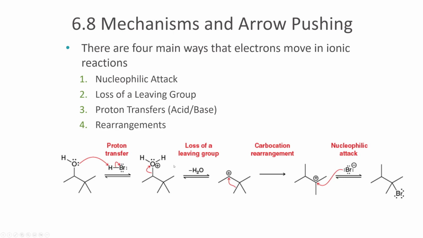Loss of leaving group involves one arrow. It's simply the breaking of a bond, and those electrons that are in the bond are left as a lone pair here on the oxygen. This oxygen does have two lone pairs now. The minus H2O is saying that water left. Water was leaving the molecule.